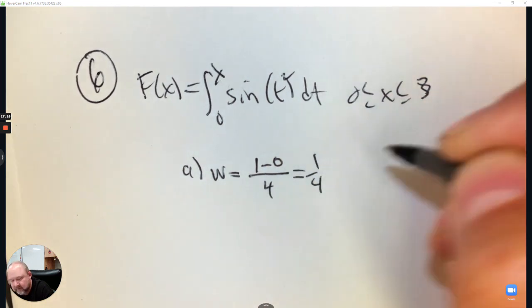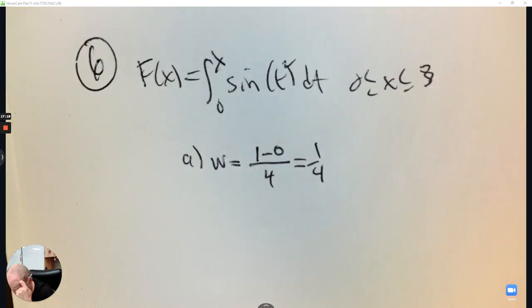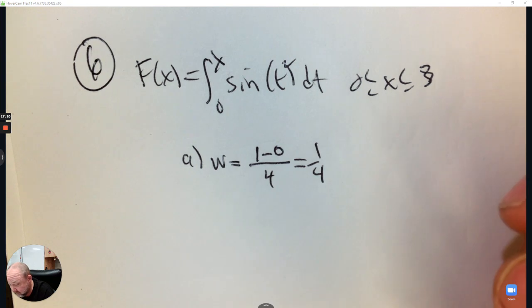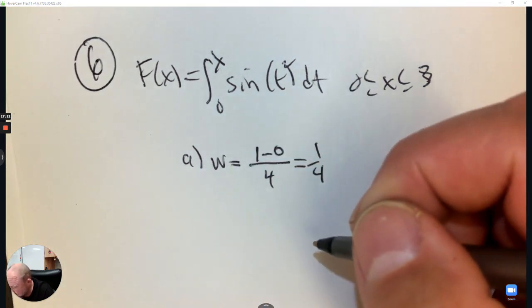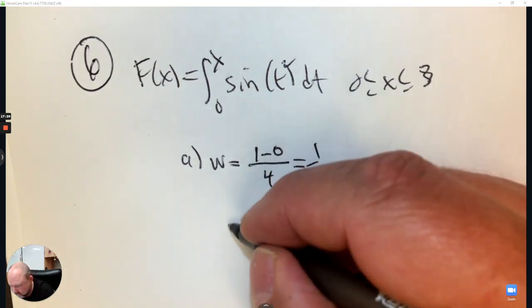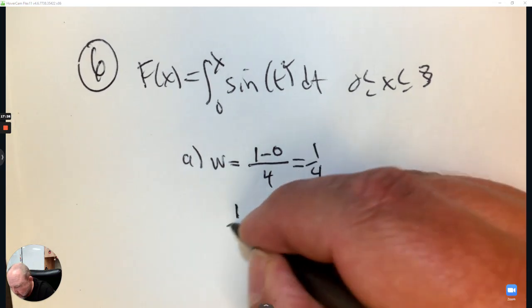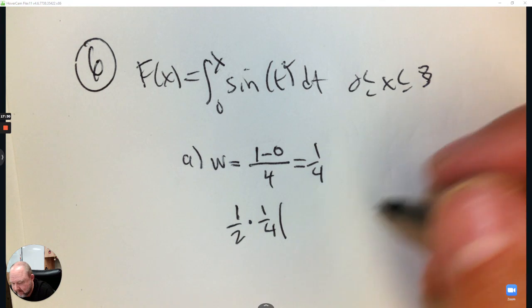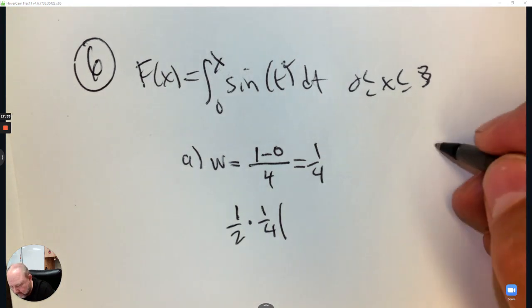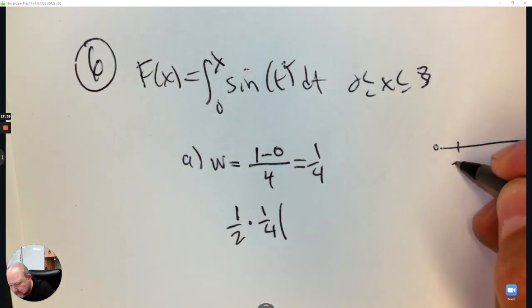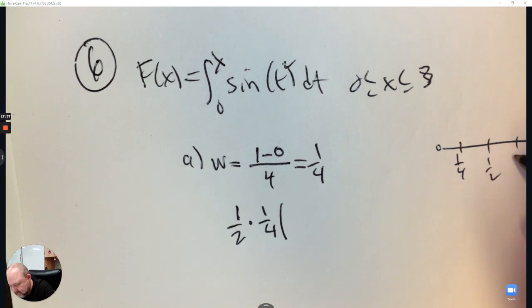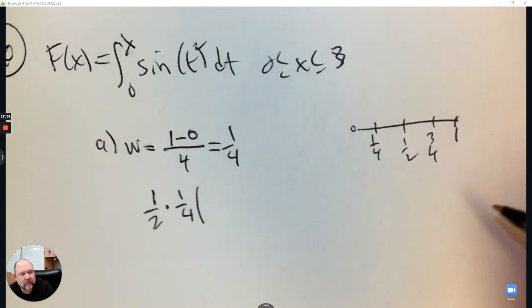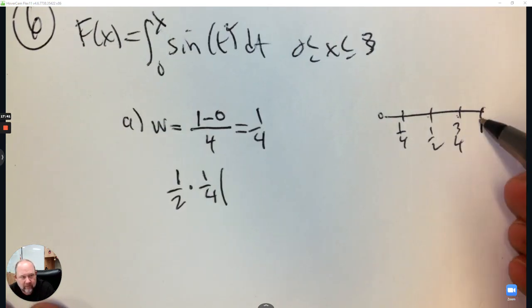So that means the width of each one is going to be a quarter, because we have 4 equal subdivisions. And the setup, and I don't have to simplify this, it's 1/2, that's part of the formula, the width. And then I just need to understand it's going from 0 to 1, so it's going to be a quarter, a half, 3/4, and 1. So those are my subdivisions, 1, 2, 3, 4.